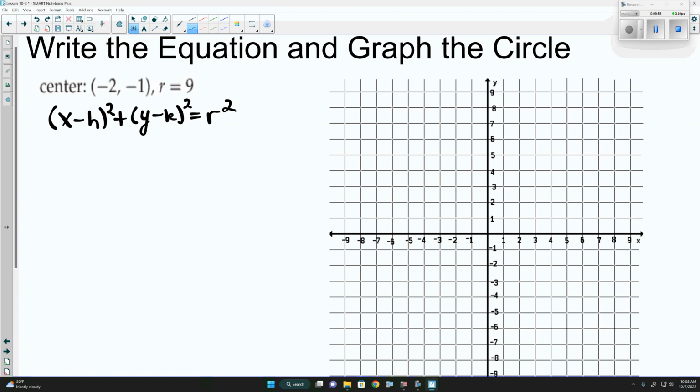Now, unlike the last ones, they specifically told us that the center is -2, -1. So we can plug that in. So we'd have x minus -2 squared plus y minus -1 squared is equal to, well, this time, unlike the other time, they actually gave us the radius. The radius is 9 squared.